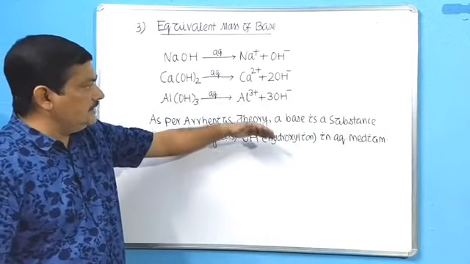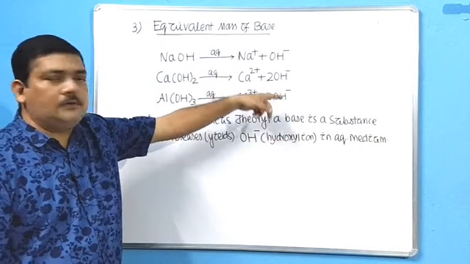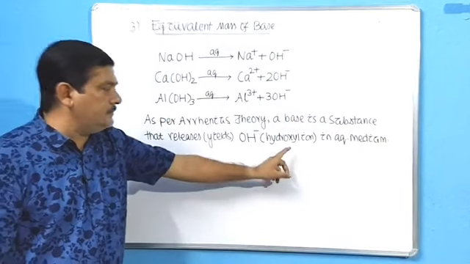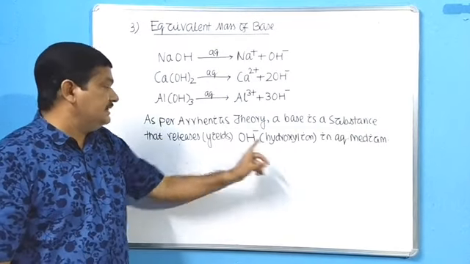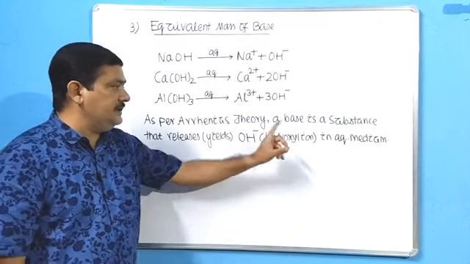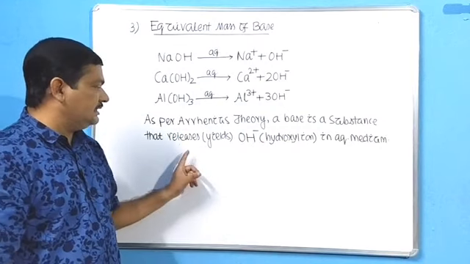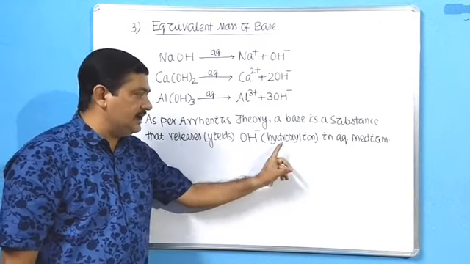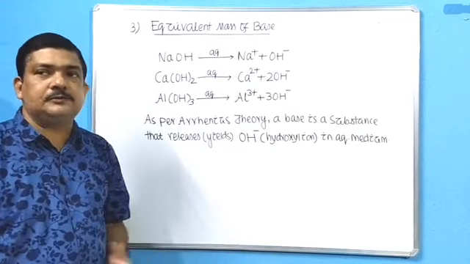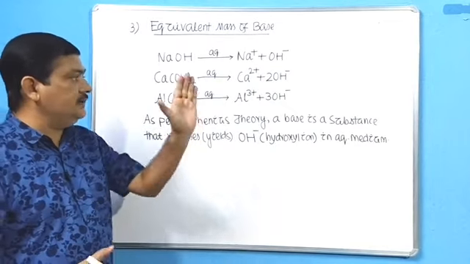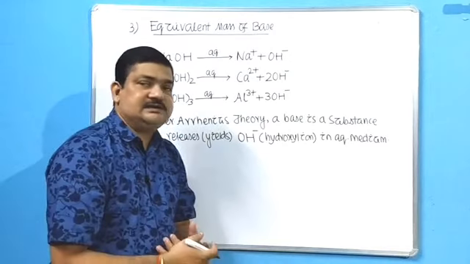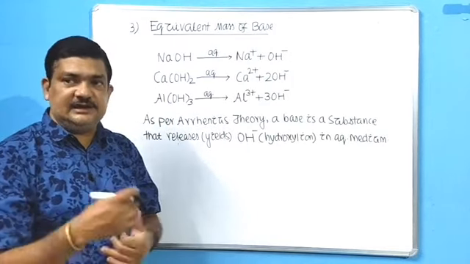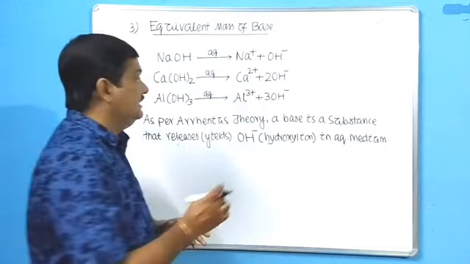So again I am repeating. Look clearly, all three are giving OH minus ion. OH minus is called hydroxyl ion. So how to define a base? As per Arrhenius theory, a base is a substance which yields or releases OH minus ion, that is hydroxyl ion, in aqueous medium. That means when they are added to water they readily ionize to give OH minus ion. So acid has basicity, here the base will be having acidity.